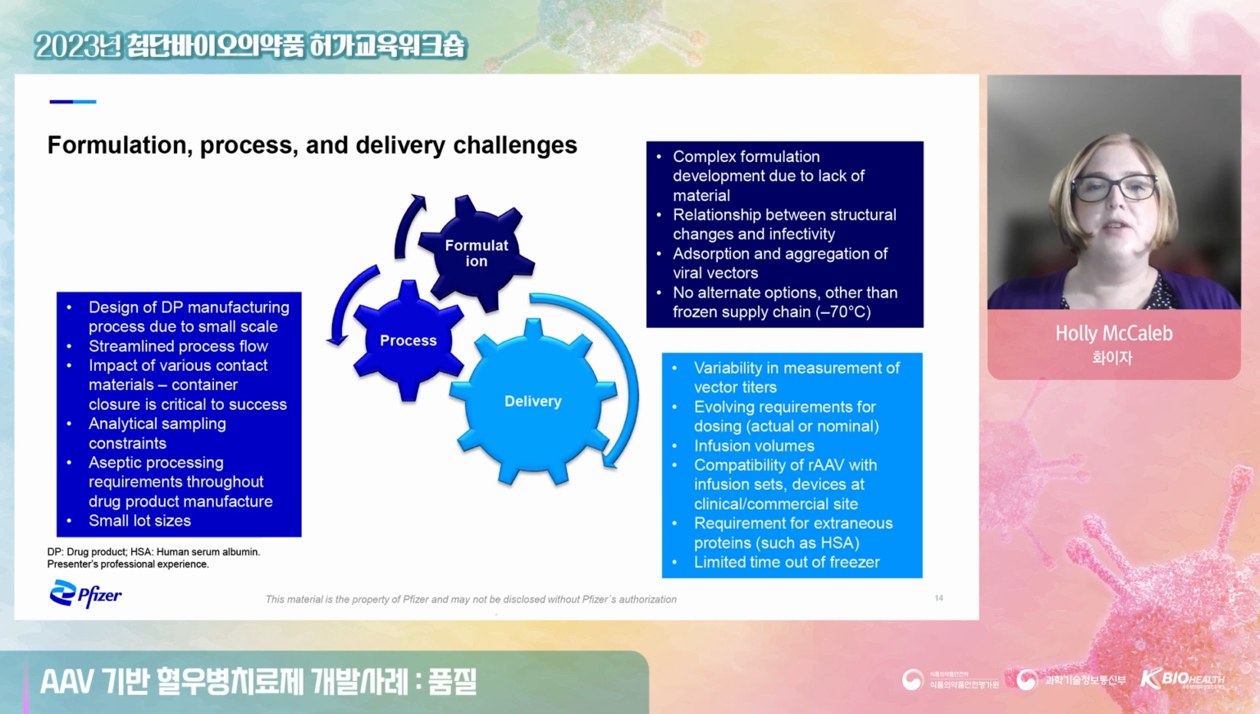Delivery of the product to the patient can require different dose calculations for actual or nominal dosing. As mentioned earlier, a frozen supply chain is usually required, and dosing is typically accompanied with an additional component, such as human serum albumin or HSA. Many other challenges are listed on this slide as well, and all need to be considered when developing a gene therapy drug product presentation.